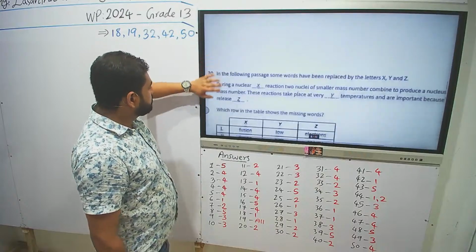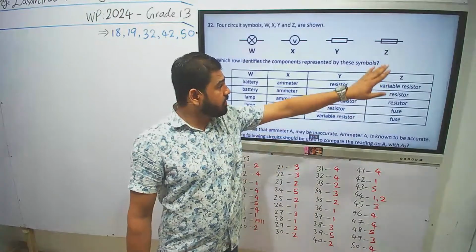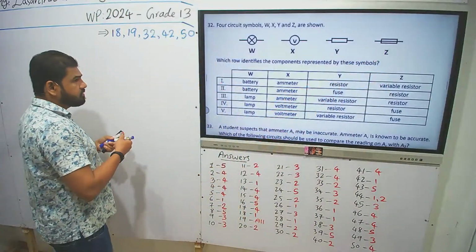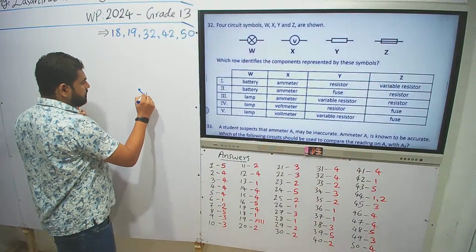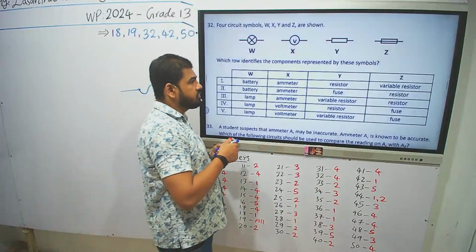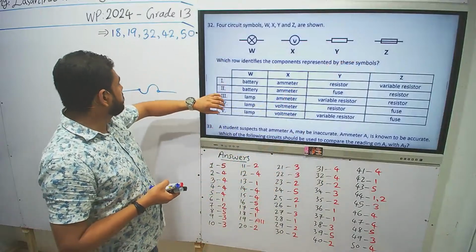It's 32. 32 also, it's not that difficult. You have to understand this symbol. That is for a fuse, okay? So normally we have this symbol for fuses. We normally use this symbol, and this is also valid, right? That's what I wanted to discuss with you.